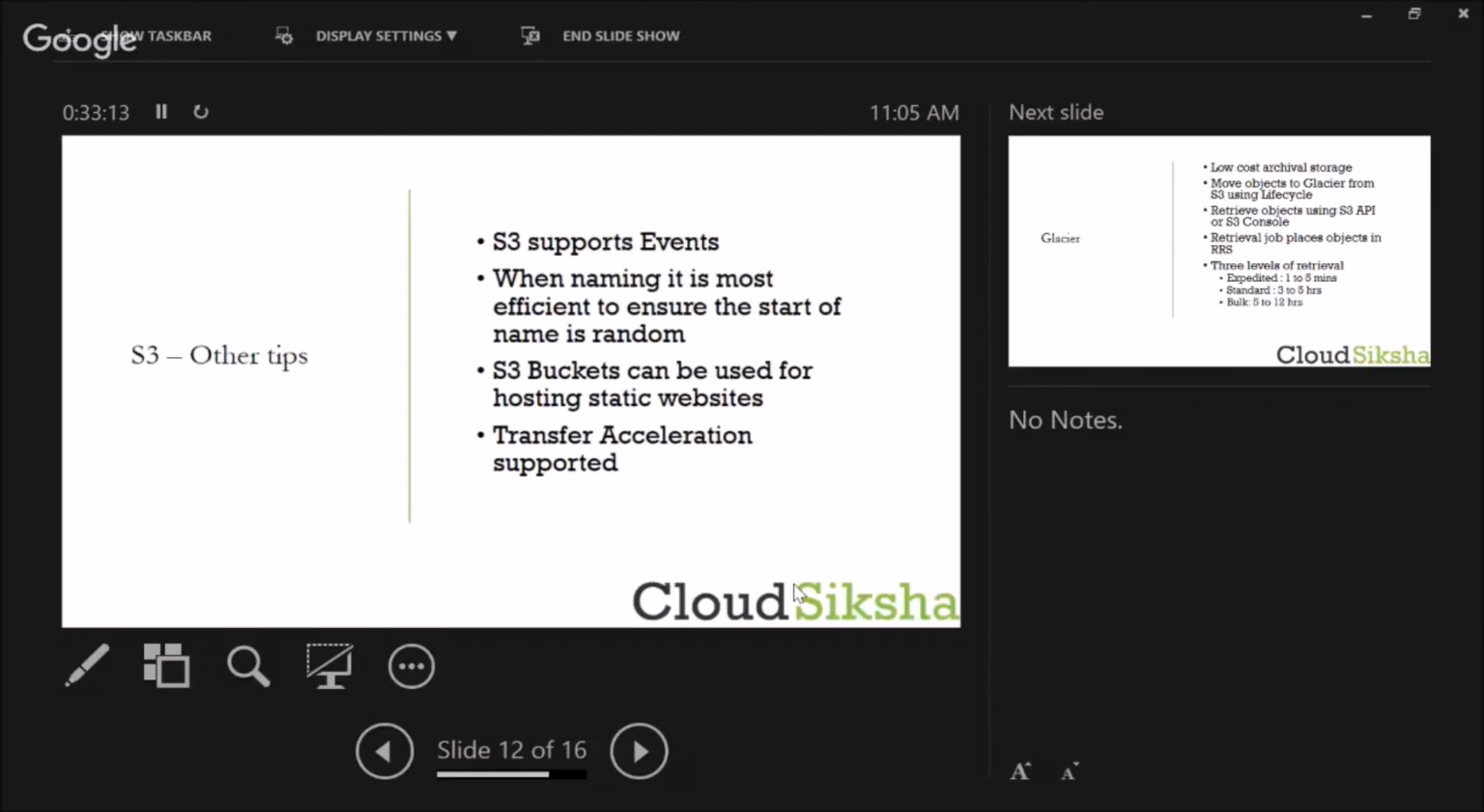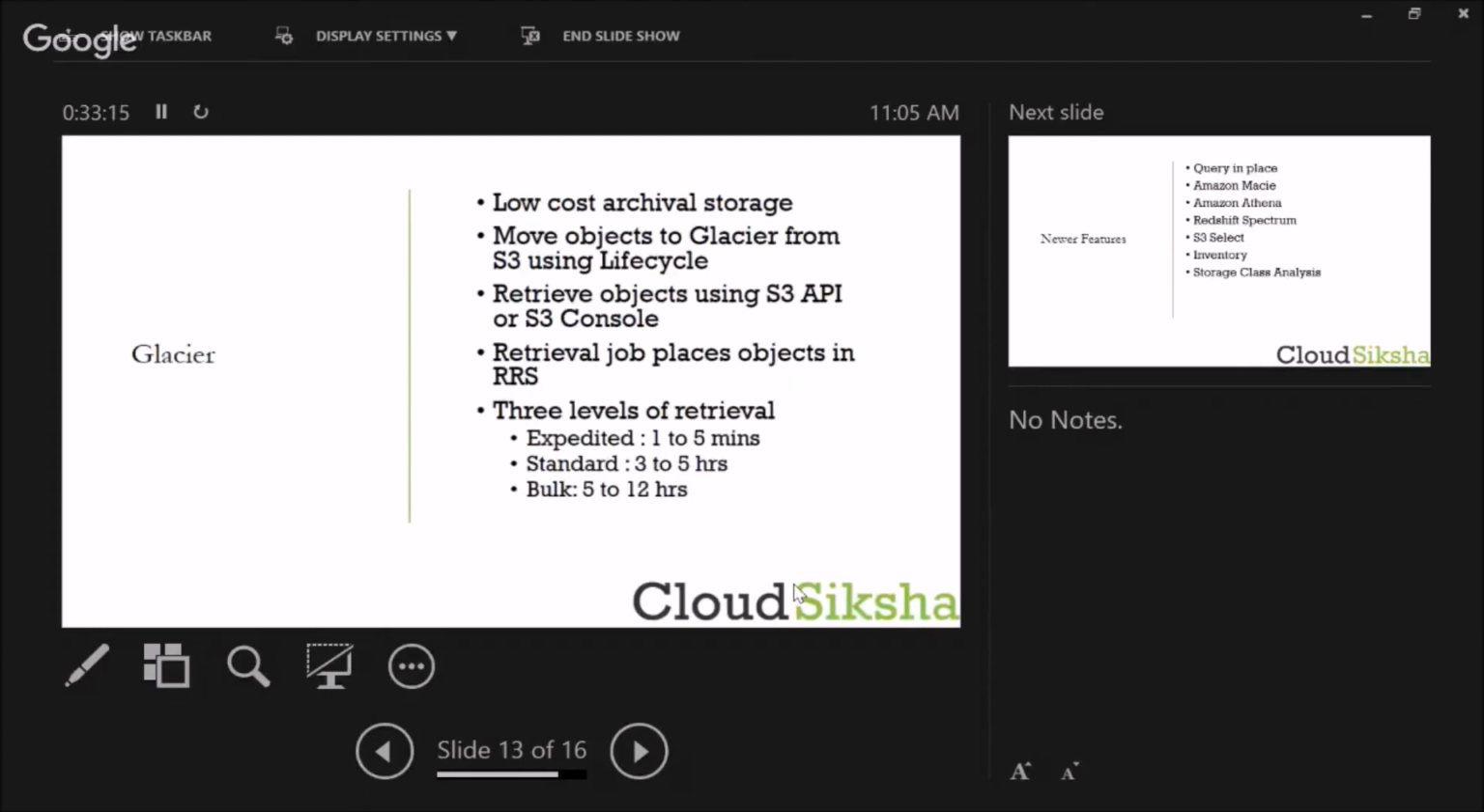Next, we will go to Glacier. Glacier is for archival storage, as I told you earlier. It is for storing files long term, files which we generally don't want to download. So we want to just store and forget for most part of the time. So how do you move to Glacier? Basically, you use a lifecycle in S3 and move these to Glacier.